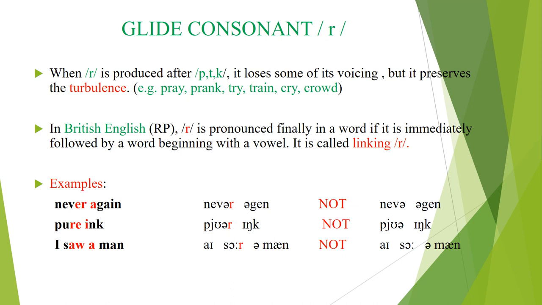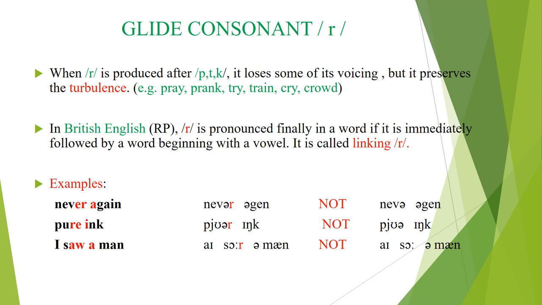In British English, the second point, ra is pronounced finally in a word if it is immediately followed by a word beginning with a vowel. In this case, the ra is called linking R. Now, in the first example, never again, notice that the first word, never, ends with a schwa, which is a vowel. And the second word, again, starts or begins with a schwa. Therefore, we must insert ra. So we say never-r-again instead of never again. This is not allowed. This is not possible.